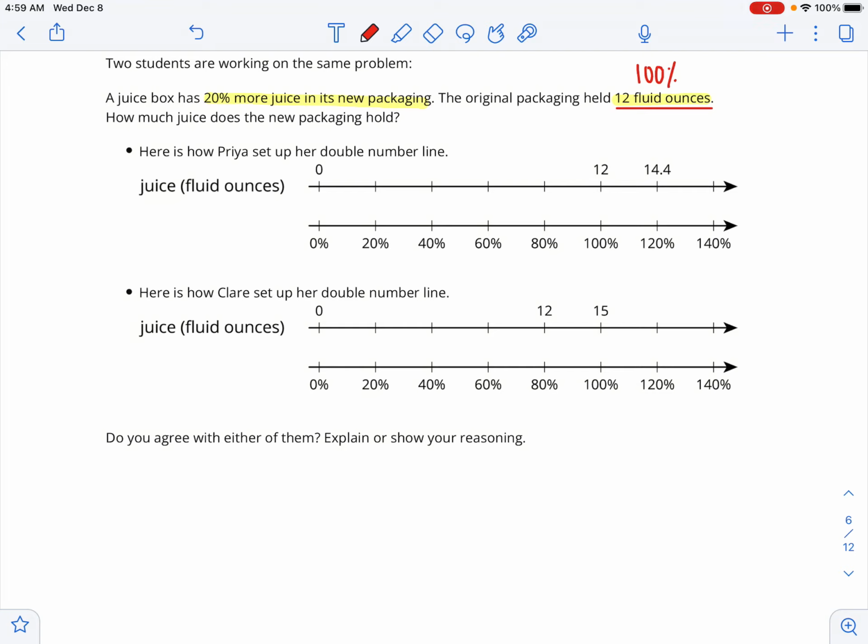Here's how Priya set up her double number line, and here is how Claire set up her double number line. Do you agree with either of them? Explain or show your reasoning. I would like you to pause this video and complete slide 6. You should have a full sentence here on slide 6.